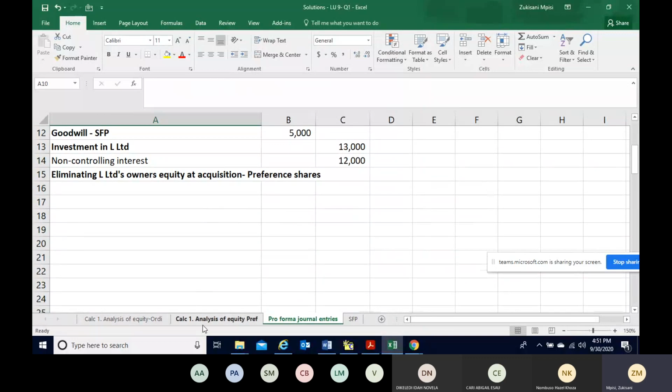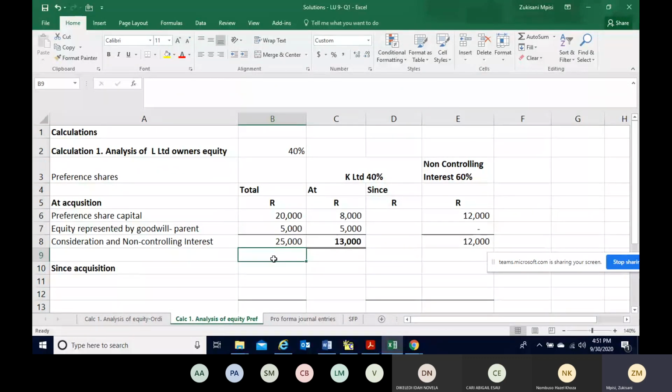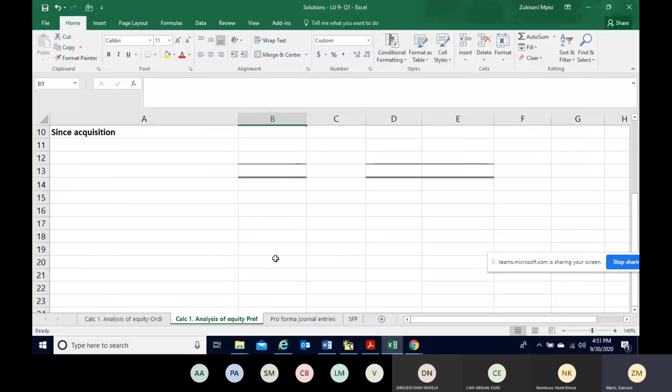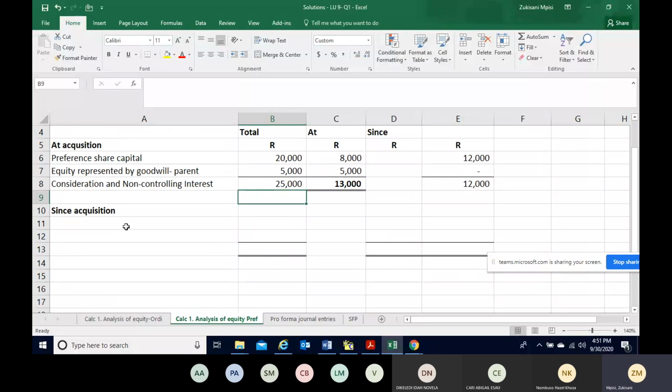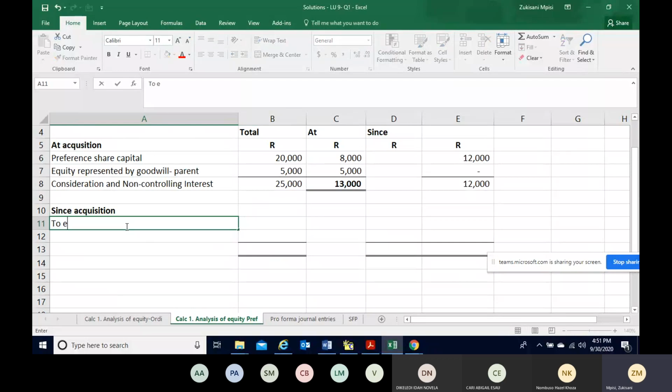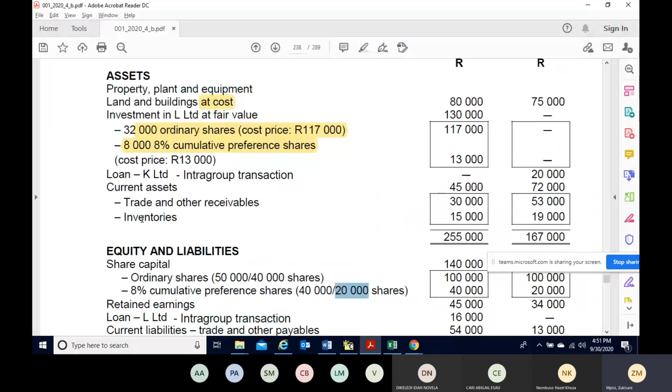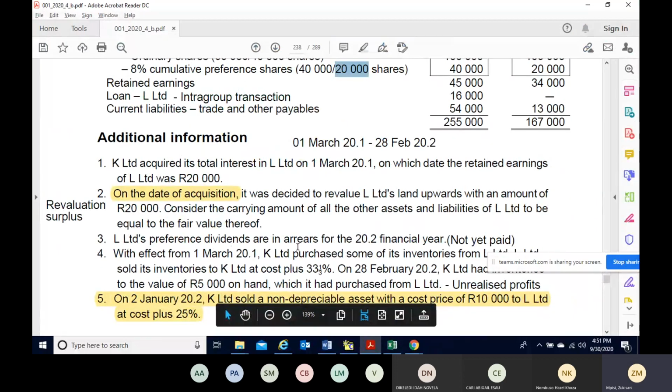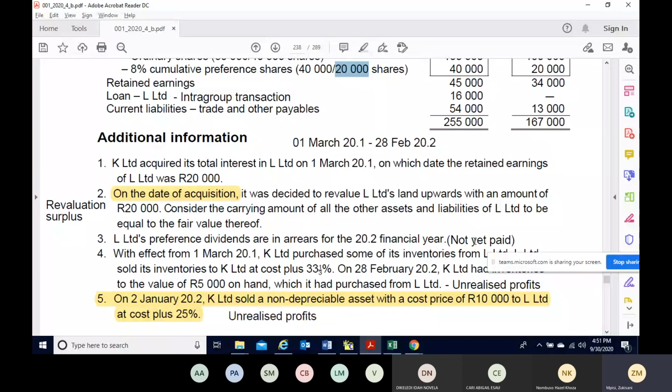Right. So we've worked up to here so far. Now let us look at what has actually transpired since acquisition. So to the end of the current year, because acquisition happened in the current year, we know in number 3, LLTD's preference dividends are in arrears for the 20.2 financial year. So it's not yet paid. That's what we know, that it's not yet paid.